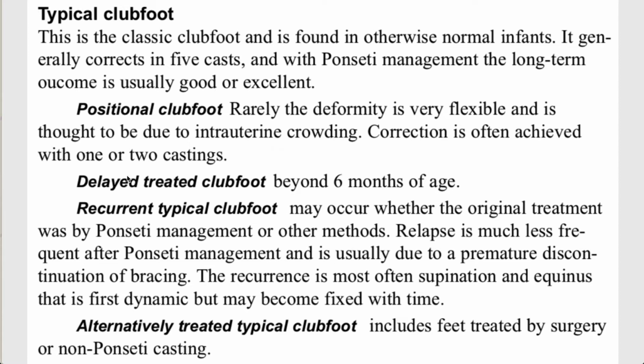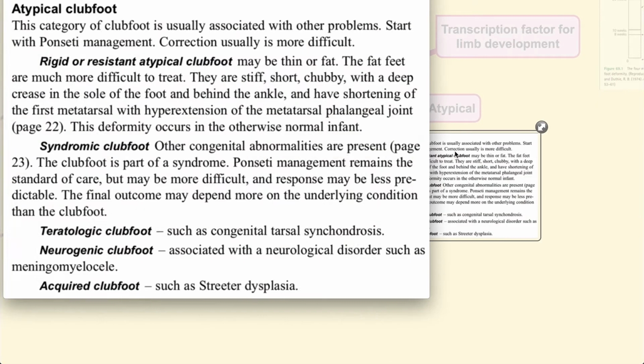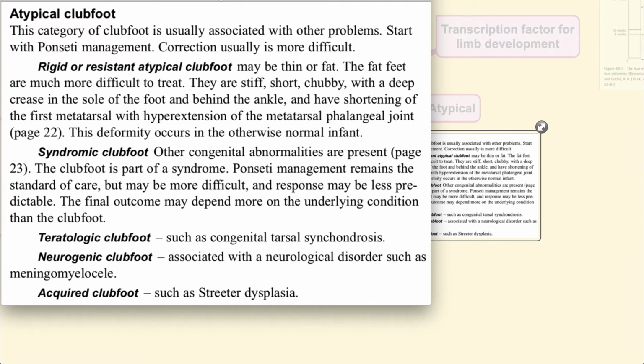intrauterine crowding. It could also be a delayed treated clubfoot when it presents beyond 6 months of age. It could also be a recurrent typical clubfoot, which occurs whether the original treatment was by Ponseti or by other methods. It could also present as an alternatively treated typical clubfoot. And for the atypical form, usually it is associated with something else.